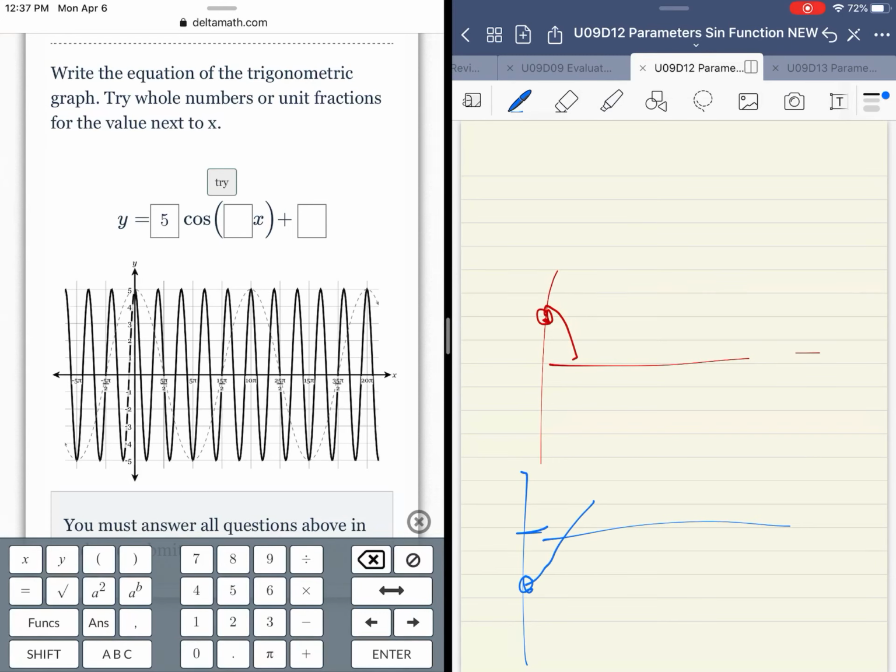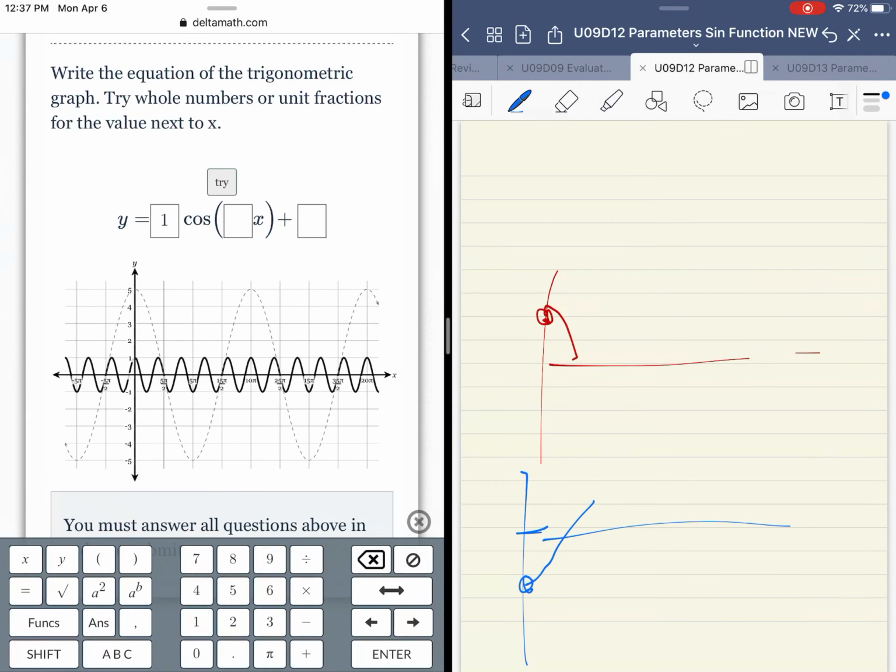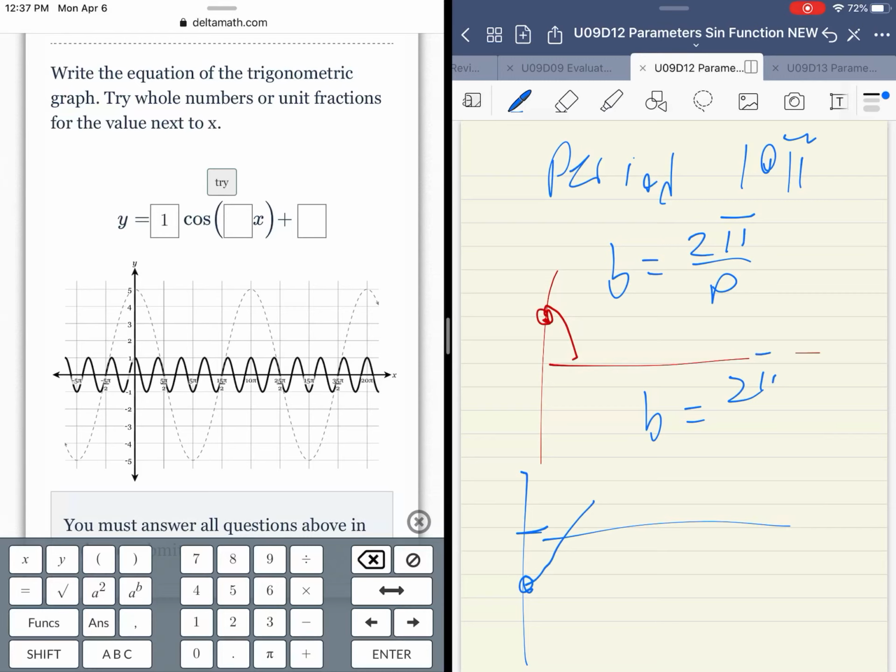Now, it's kind of hard to see like this, so I'm actually going to make that back to a 1 just so I can see a little better. This graph completes its full sine curve at 10 pi, so the period is 10 pi because that's where the graph ends. So if I want to find the frequency, I use the formula b equals 2 pi divided by the period. I'll just call it p. So b is equal to 2 pi divided by 10 pi. So if I simplify that, I get b equals 1/5. So that means it completes a fifth of a sine curve in 2 pi, which makes sense because it takes 5 full 2 pi's to make it to the end of the graph.